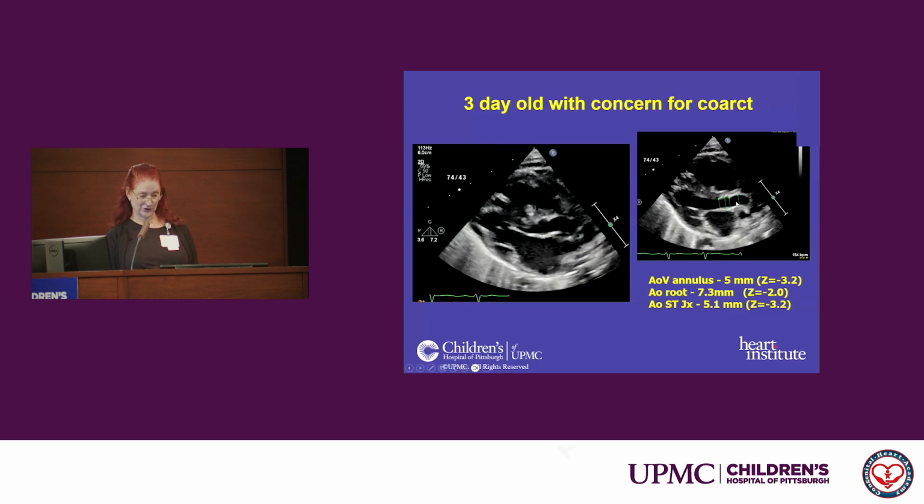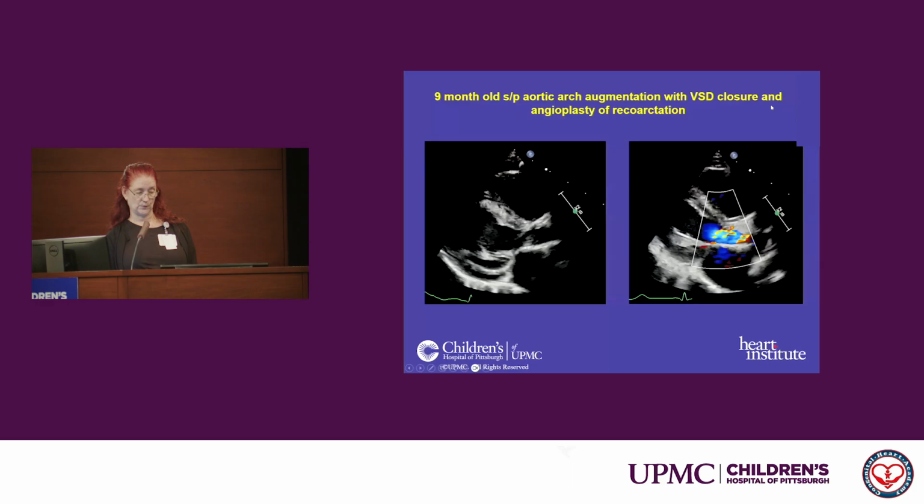So we did measure, and in this case, the aortic valve annulus was 5 millimeters, which was a z-score of -3.2 for this baby. The root was -2, and the sinotubular junction was -3.2. Ultimately, this infant went on to have a coarctation repair as a neonate. Unfortunately, then had recoarctation that was ballooned. But once the arch obstruction was relieved, there really was no LV outflow tract gradient or obstruction.